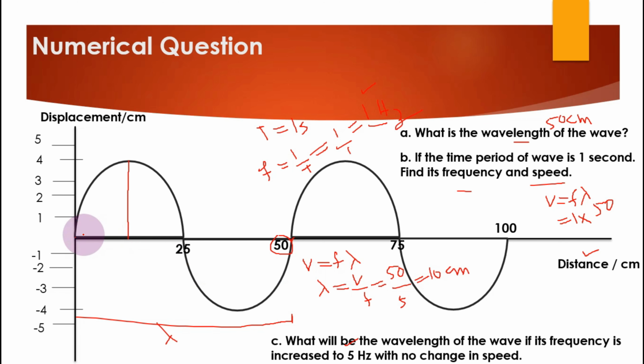Here the wavelength is 50, while now the wavelength is 10. So by increasing frequency from 1 to 5, which means 5 times, the frequency is increased 5 times, so wavelength is decreased from 50 to 10. That is, wavelength is also decreased 5 times. One is increased, the other is decreased, because when we say v is equal to f lambda, lambda and f are inversely proportional to each other. When the frequency is increased 5 times, the wavelength is decreased 5 times.